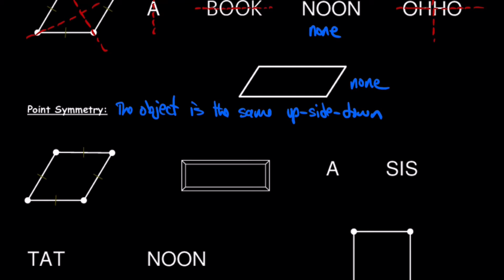So what I'm going to do here is I'm going to trace a few of these. Some of them are going to be easy and others are going to be a little bit more challenging. So let's go back to our rhombus. Let me trace this.